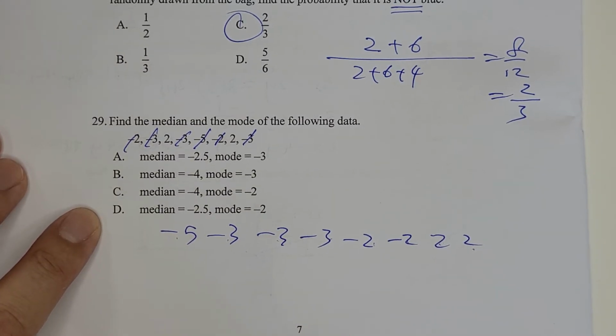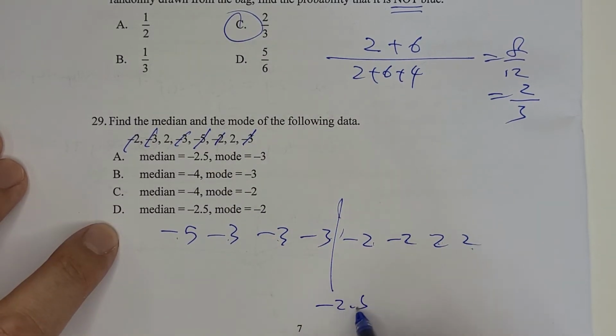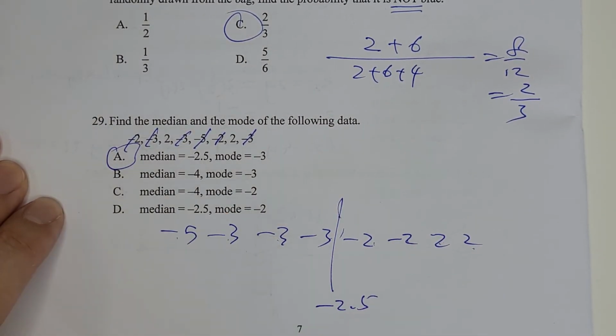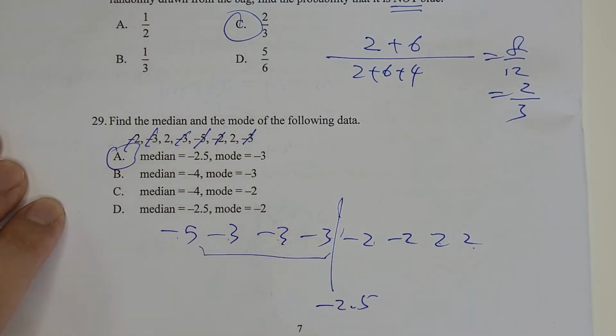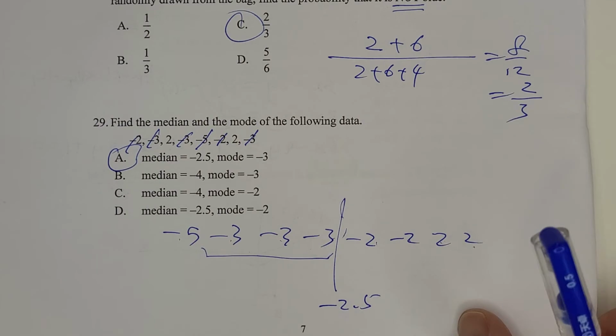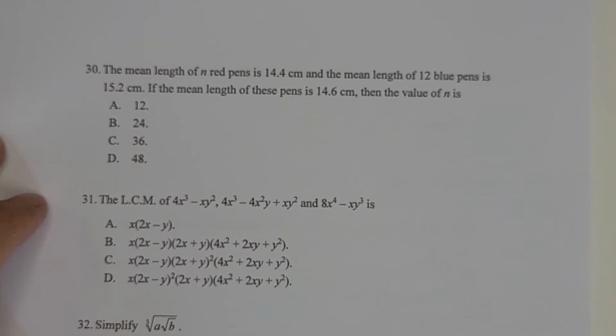And where is the median? Is the number lying in the middle. So that is -2.5. And the answer is A. Median is -2.5 and mode is -3. Okay, go to question number 30.